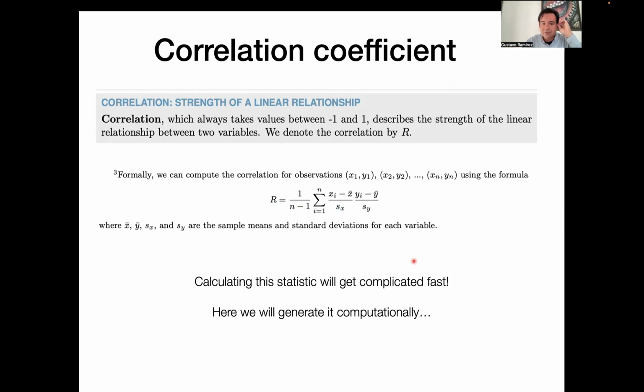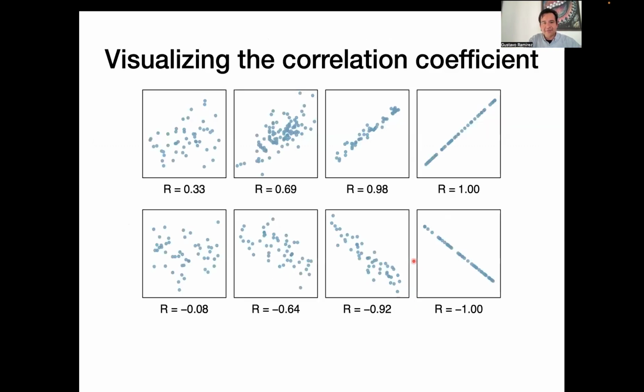Formally, we can compute the correlation for observations. Those are all different observations, x, y points on the coordinate plane, using the following formula, where x̄, ȳ, s_x, and s_y are the sample means and standard deviations for each variable. Calculating this statistic is obviously complicated, and a lot of errors are going to be made, so we will always generate it computationally. Don't worry about this too much.